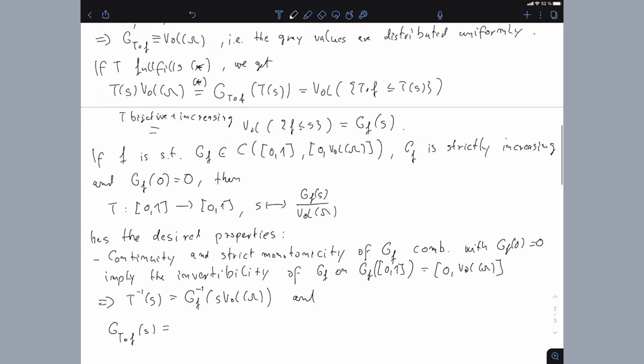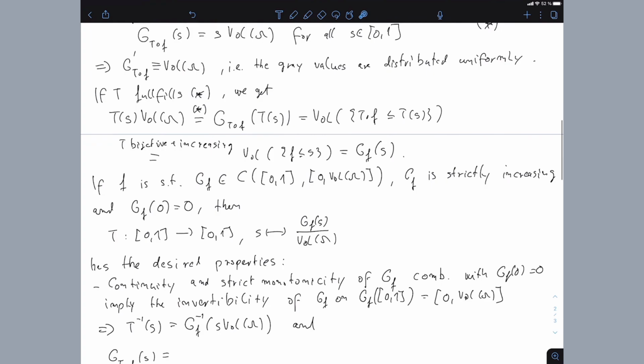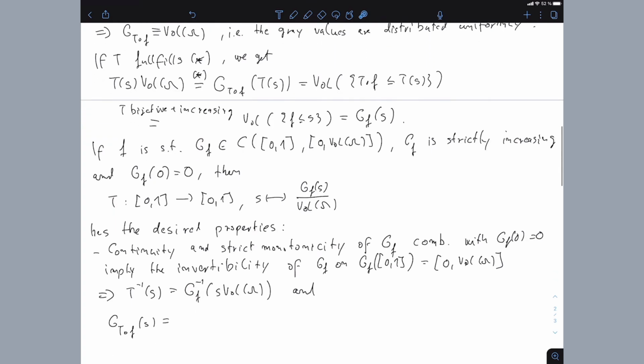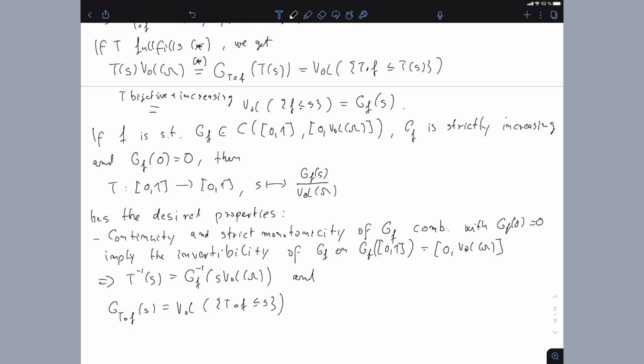And so first we just assumed that our T fulfills the condition we are looking for. Now we are confirming that what we found really fulfills the condition. Because that we don't know yet. Yeah, we just know if it would fulfill it, it looks like this, but the other way around needs to be checked. So this is the volume of T of F smaller equal S. Just the definition of the computed function.